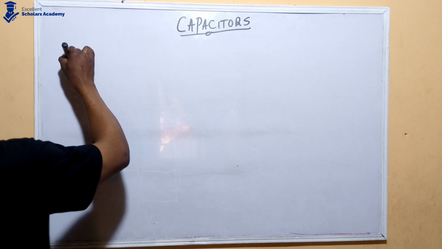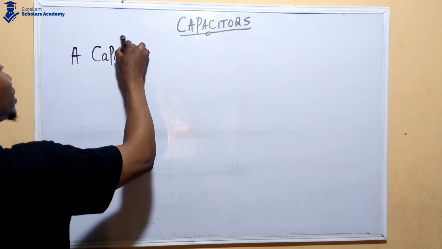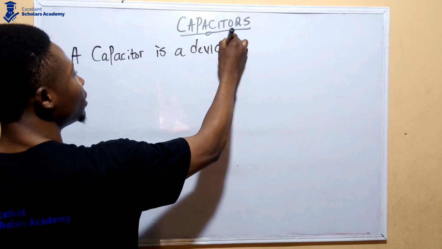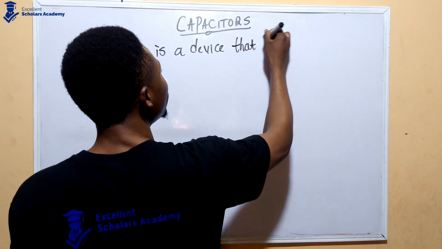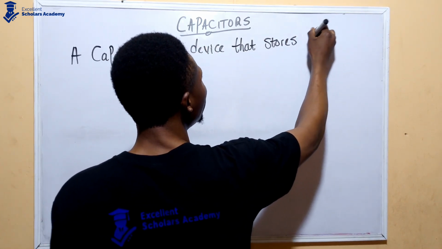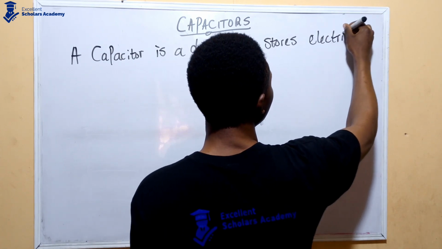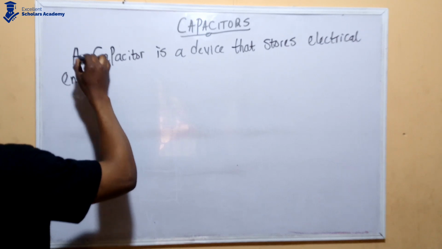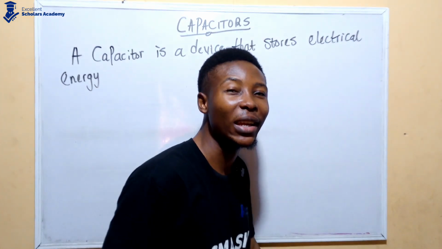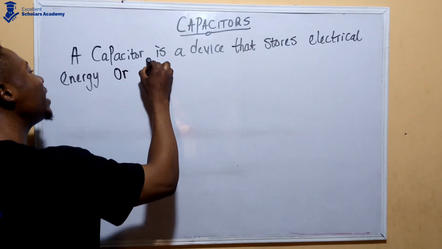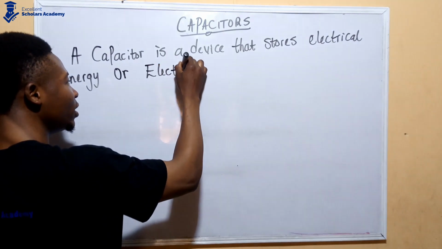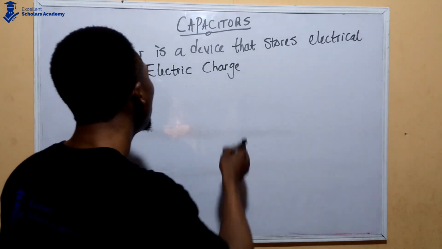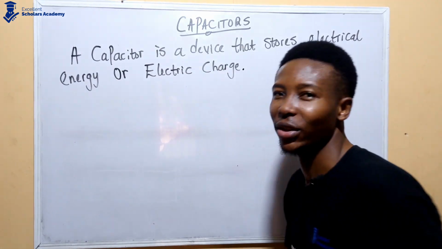What is a capacitor? A capacitor is a device that stores electrical energy, or like some people will say, electric charge.